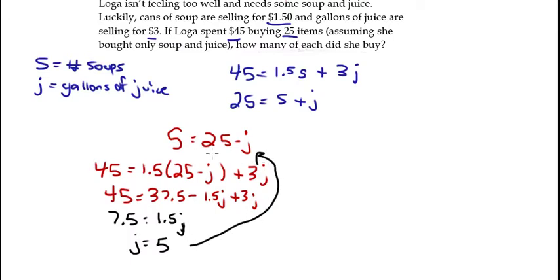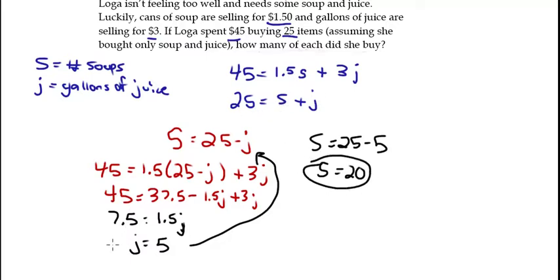We know what S is in terms of J. So S is just equal to 25 minus whatever J is, and in this case, J is just 5. So S is equal to 20. And we can go back in and double check just to be sure. We know J is 5, S is 20. Those are the two answers that we got, but we can double check right here. 1.5 times 20 for S, what do we get? We get 30 plus 3 times 5, so 30 plus 15, we get 45. And then again, 20 plus 5 gives us 25.